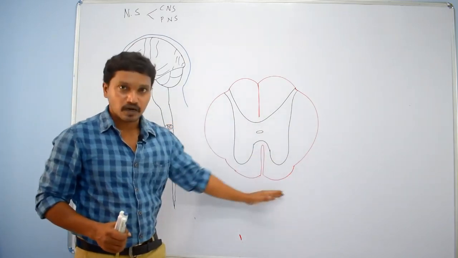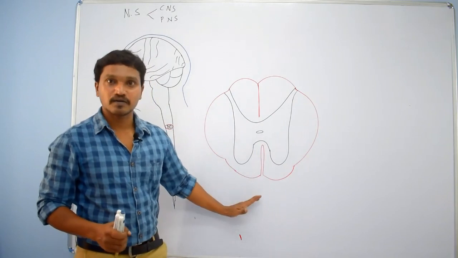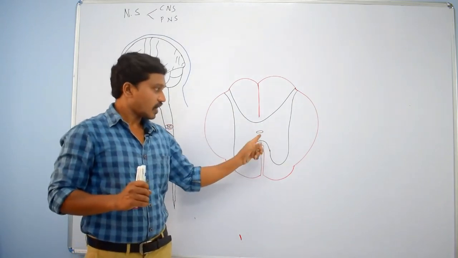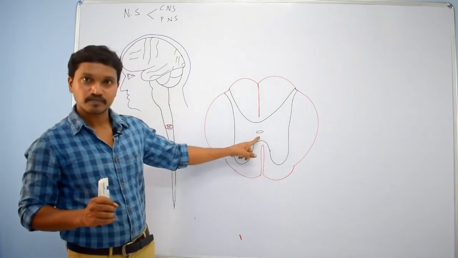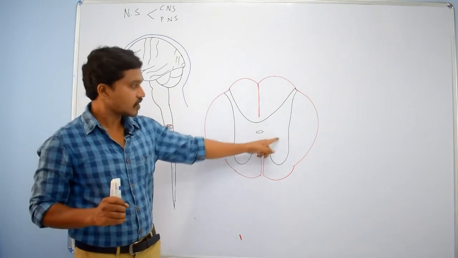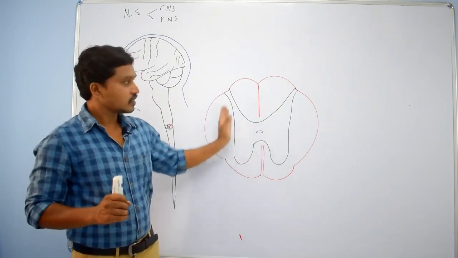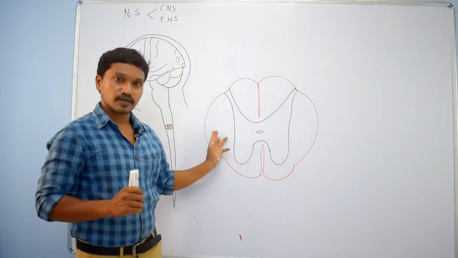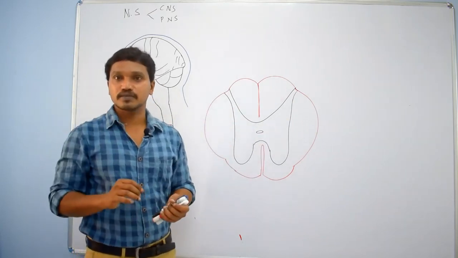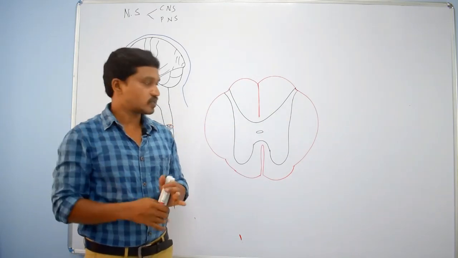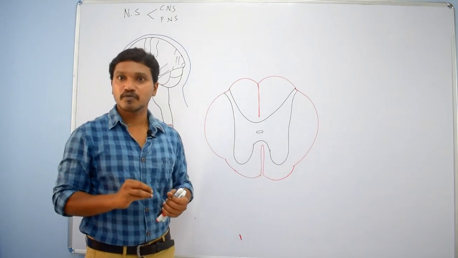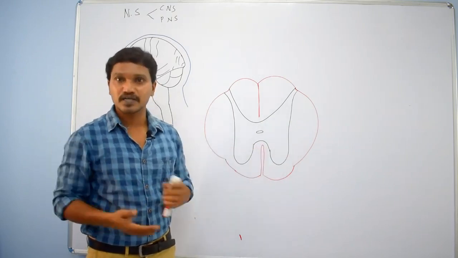Let me explain the section of the spinal cord very briefly. This is gray matter and this is the central canal. In the center, you can find the central canal, surrounded by gray matter, and the gray matter is surrounded by white matter. Gray matter is nothing but a collection of cell bodies. White matter is nothing but a collection of nerve fibers. Why are they white? Because of the myelin sheath.